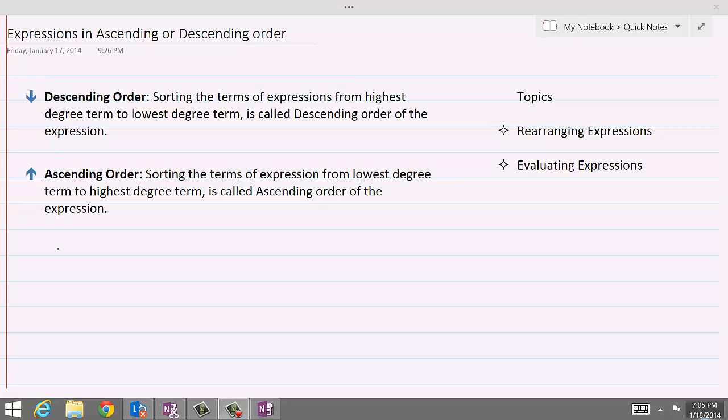After this lesson, students should be able to rearrange algebraic expressions and evaluate algebraic expressions.